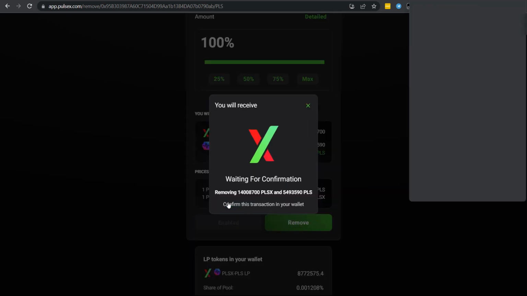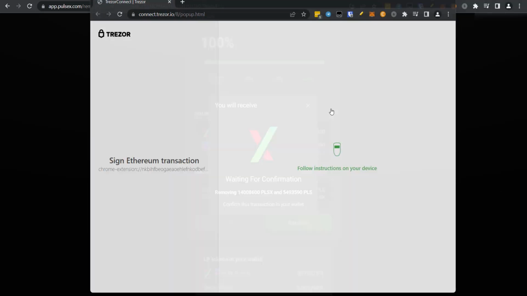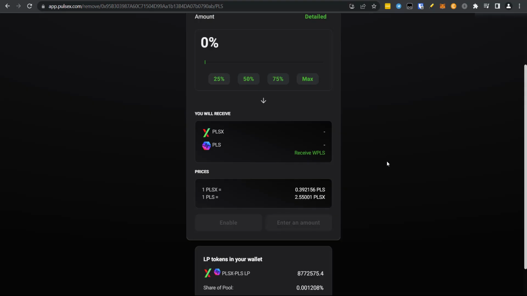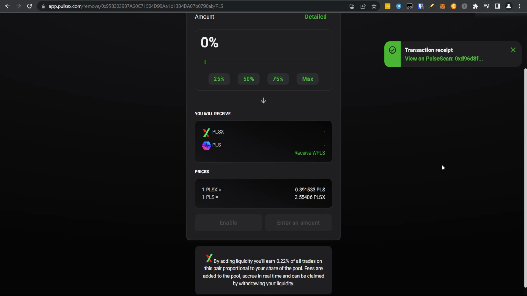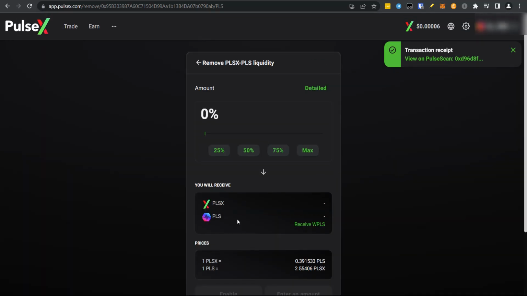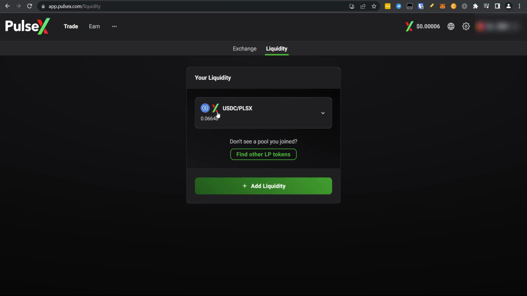confirm, confirm. Transaction is submitted. We can see here we're removing liquidity. It says ETH. That's just a common glitch you'll see oftentimes on these Ethereum forks. All right, so that went through, and now we'll have the Pulse and the PulseX in our wallet. Now watch, if we come back to farms, if we come back to liquidity, we'll see that liquidity is gone. Why? Because we removed all of it, and now those assets are sitting inside of our MetaMask wallet.